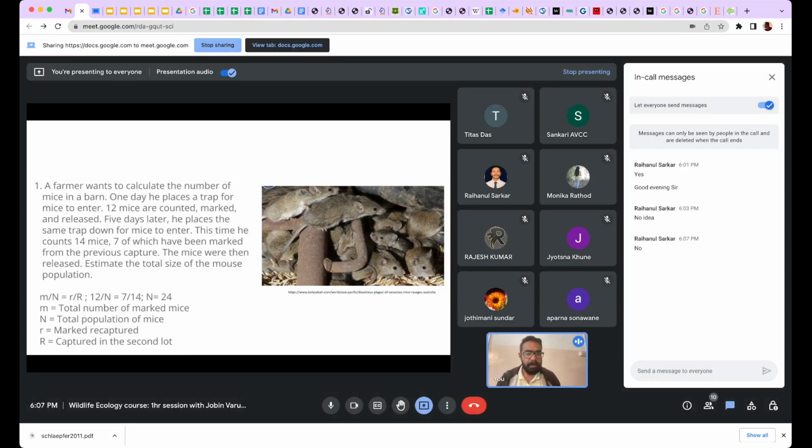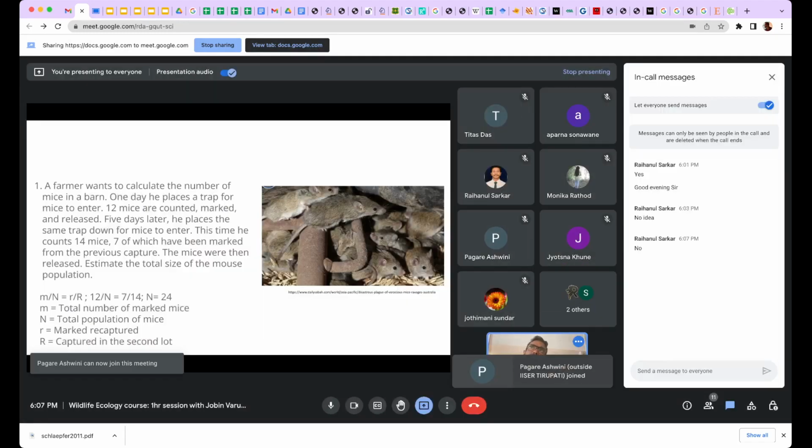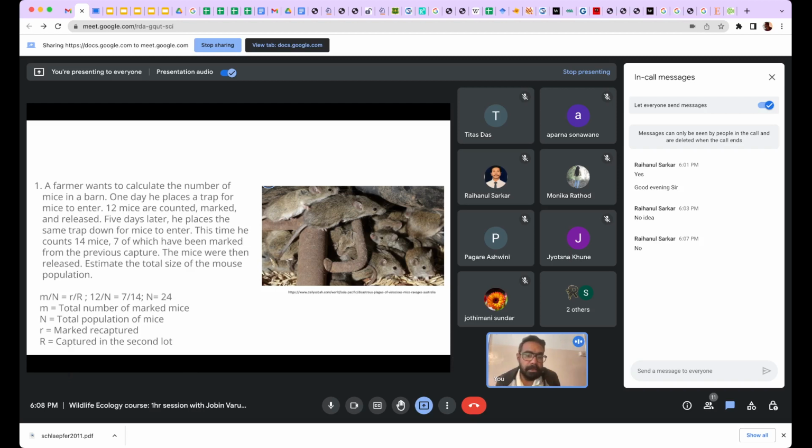okay, if there are like 25, okay, let's just not go in there. It involves a lot of probability and stuff like that. The simple formula is basically the total number of marked mice upon the total population of mice. So the number of marked mice which are recaptured upon the total captured in the second lot is equal to the total number of marked mice upon the total population of mice.